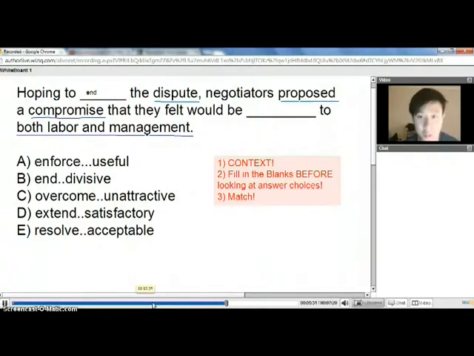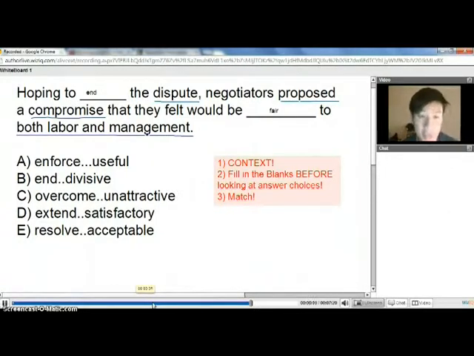Hoping to end the dispute, negotiators proposed a compromise that they felt would be blank to both labor and management. So for both labor and management, in a compromise, what kind of compromise would you want? Something that is, I'm going to say, fair. Okay, that works. So now that we've done step number one, step number two is to fill in the blanks, and we're going to match our answers to the answer choices and see which one fits the best.